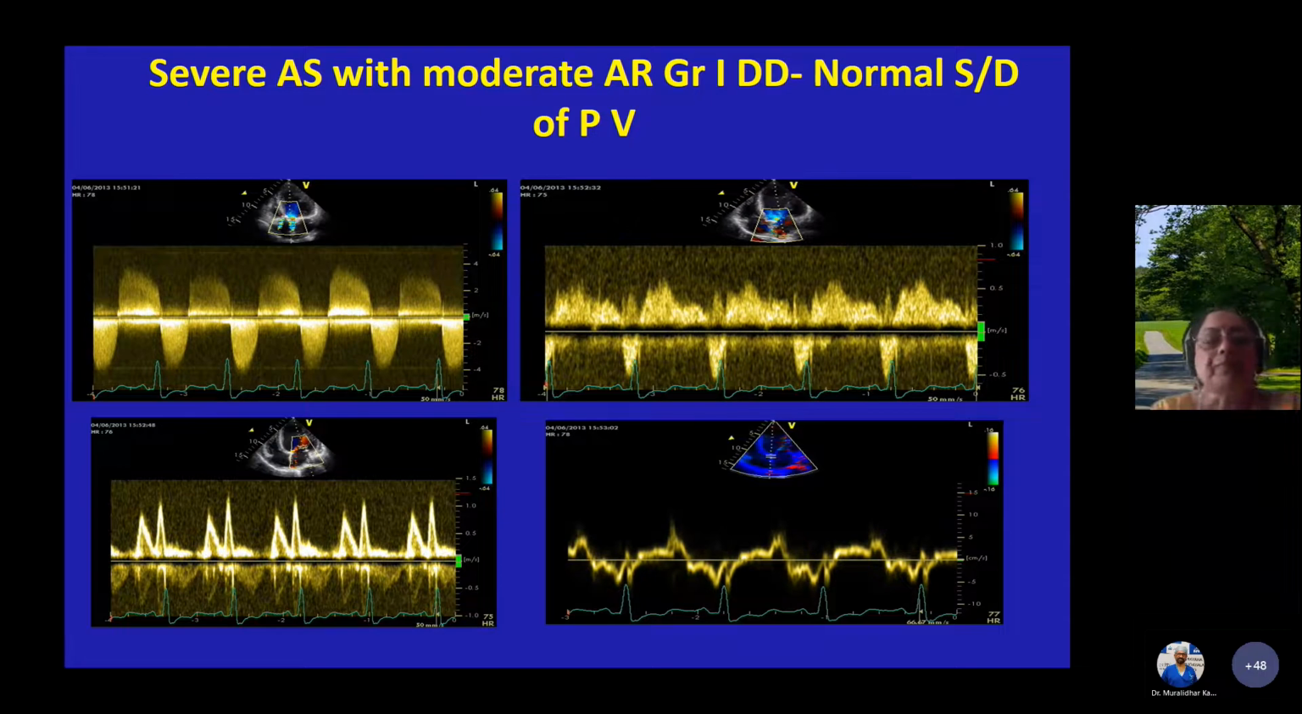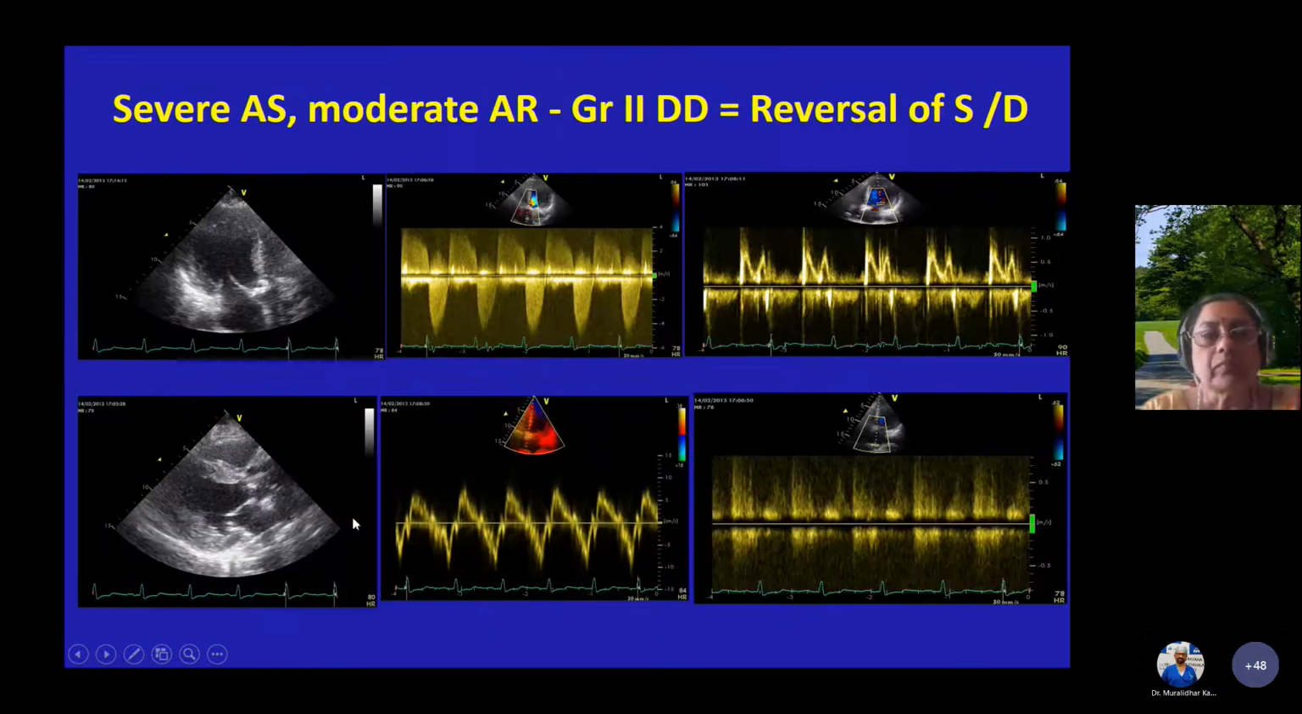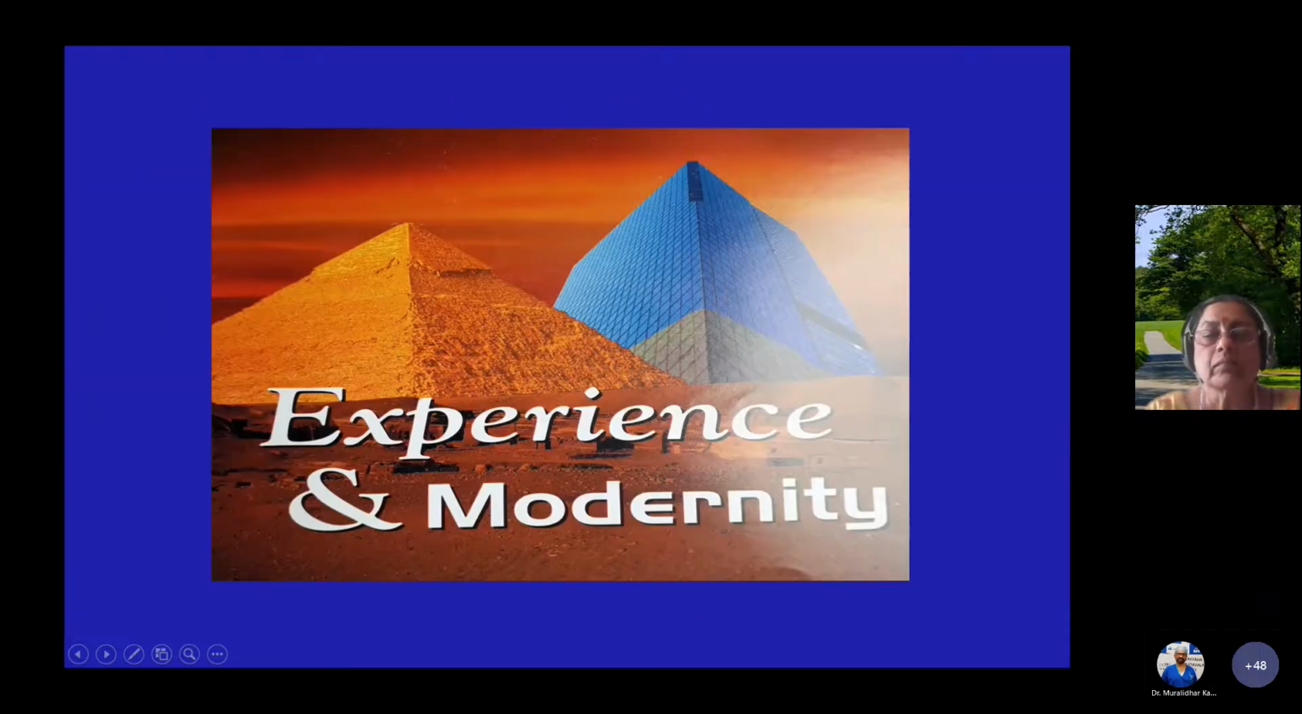This is one patient with severe aortic stenosis, again grade 1 DD. And this is showing reversal of S and D ratio with raised LAP. So experience and modernity should go hand in hand.